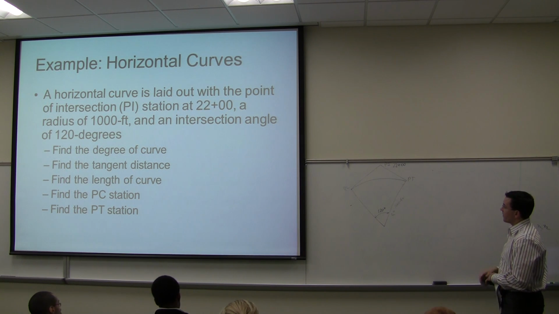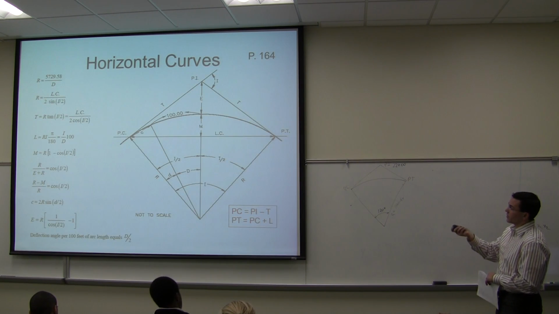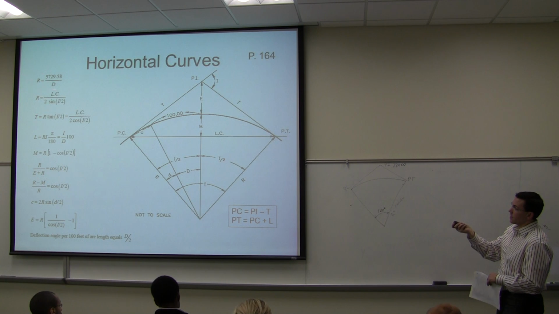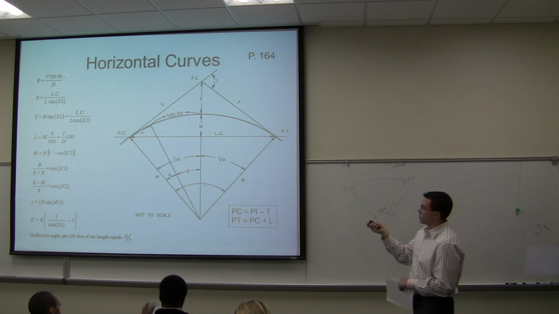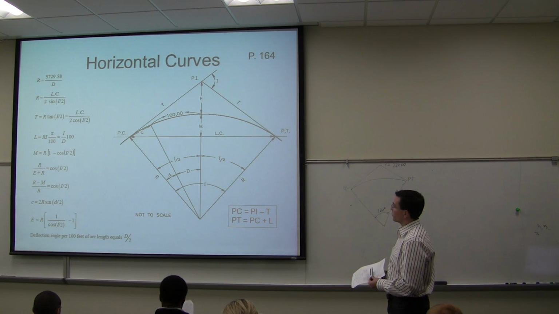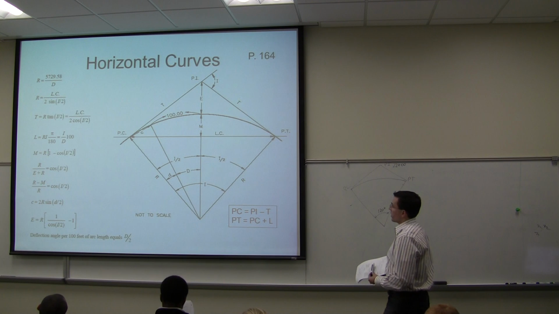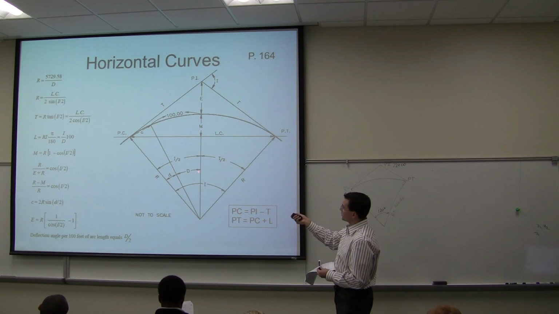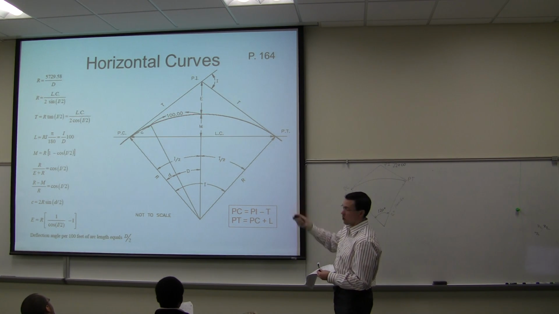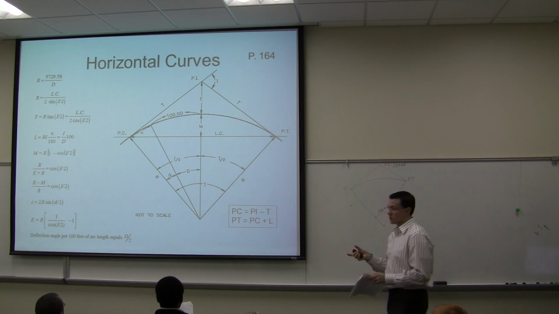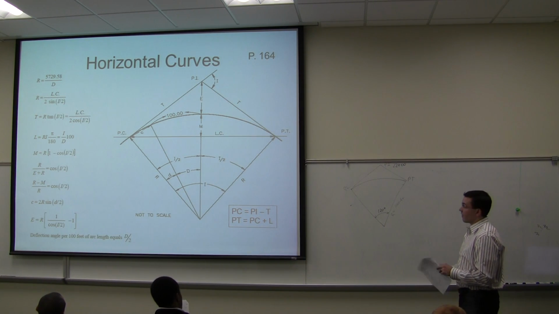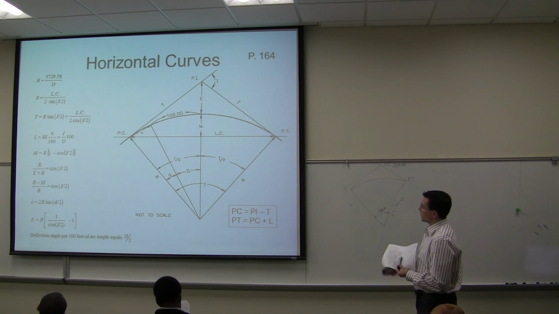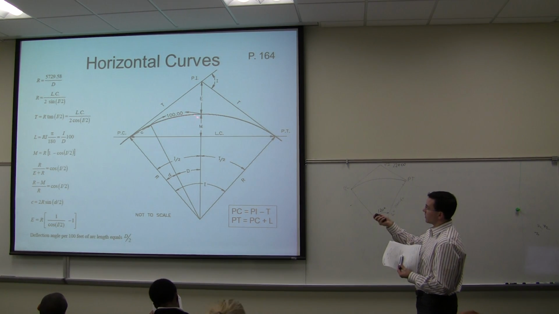So first we want to find the degree of curve. The basic relationship is that you're either going to be given a radius of the curve or the degree of curve, and this equation up here allows you to go back and forth between the two. The degree of curve defines the total angle that's turned. If you look at 100 feet along the curve itself, what's the total angle that's turned in those 100 feet? It's just a standard that's used to define how sharp the curve is, but it's all based on 100 feet out here on the arc.